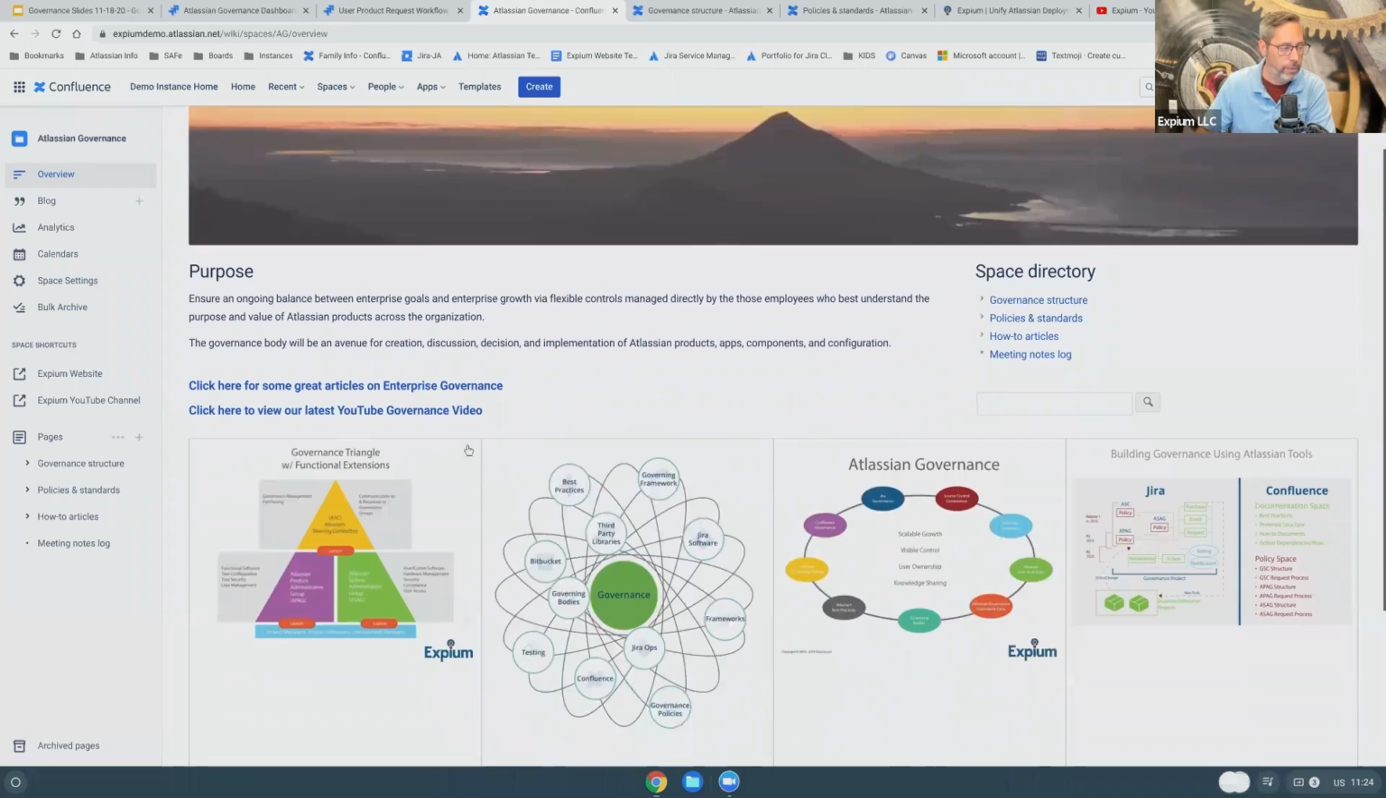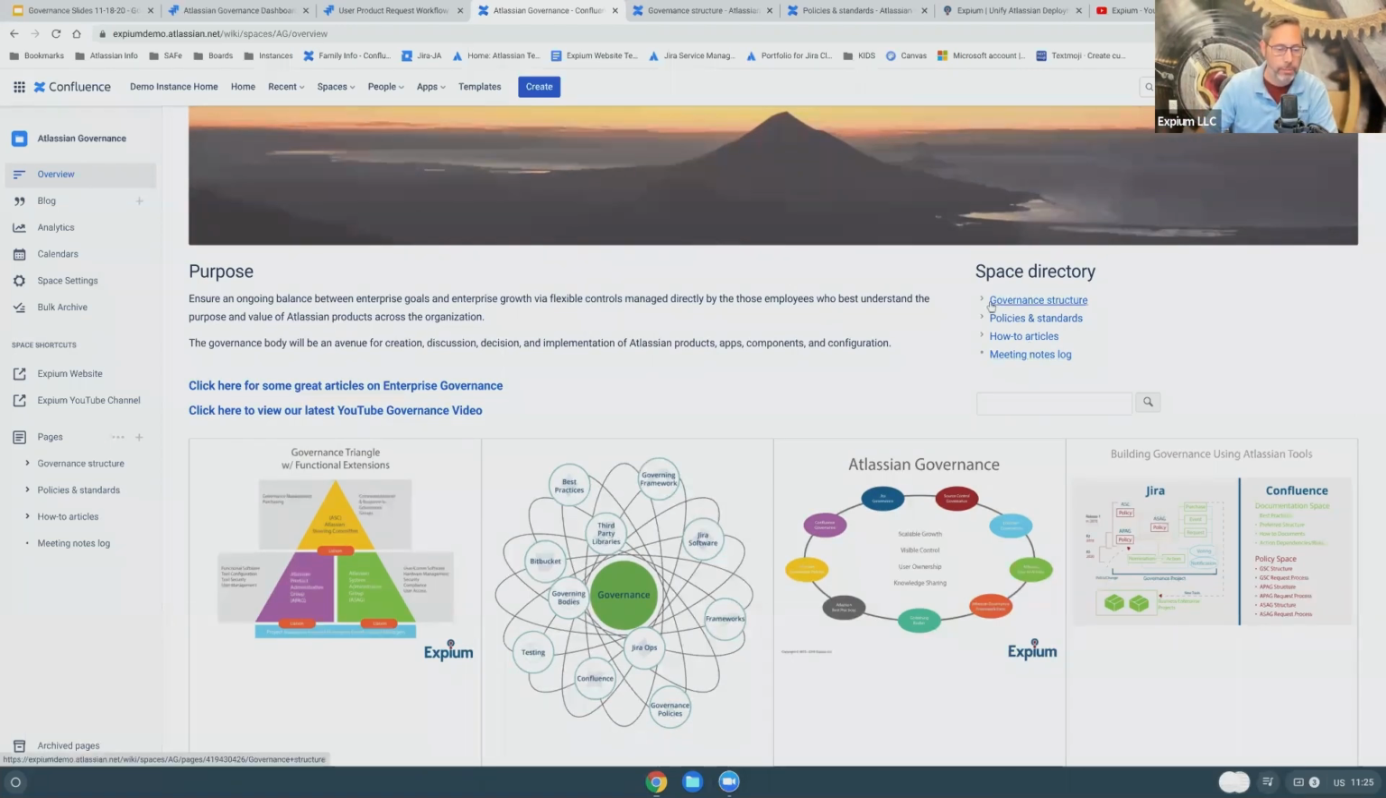It's going to have your purposes right here, ensure an ongoing balance, and so on. We went through this before. It's going to give you some information around governance. Click here for some great articles on enterprise governance. Click here to view our latest YouTube governance video. It's going to give you some big ideas. Some of these ideas we've been talking about already. Some of them we're going to talk about next. But some of these big ideas around what we do with governance.